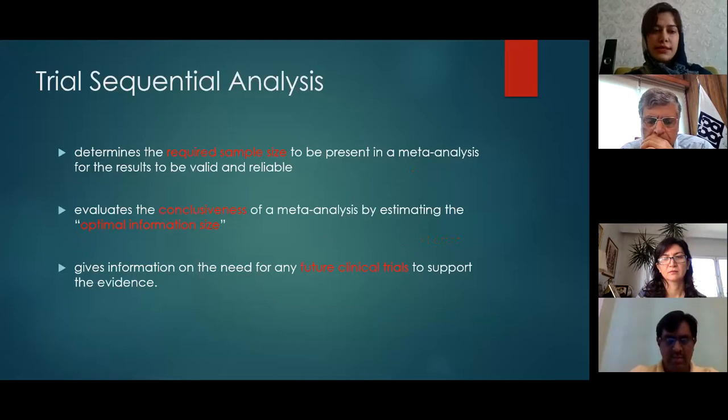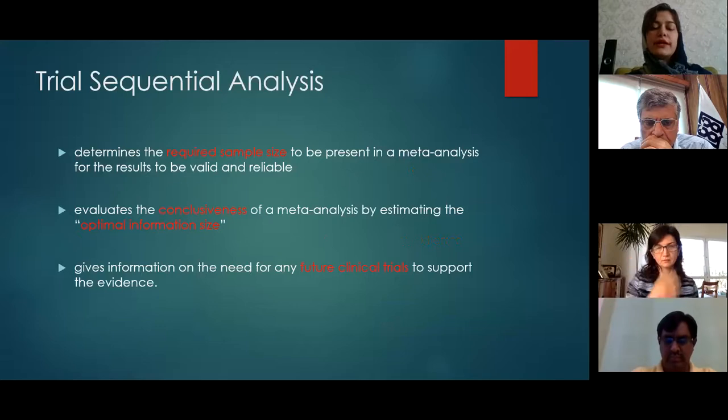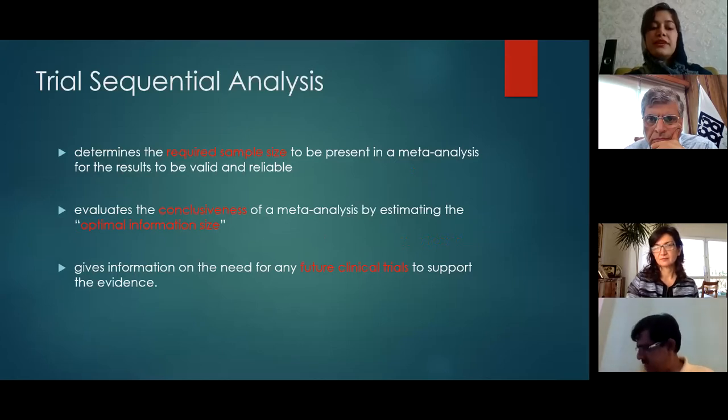This analysis, TSA analysis, determines the required sample size to be present in a meta-analysis for the result to be valid and reliable. It also evaluates the conclusiveness of the meta-analysis by estimating the optimal information size, and finally gives information on the need for any future clinical trials to support the evidence.